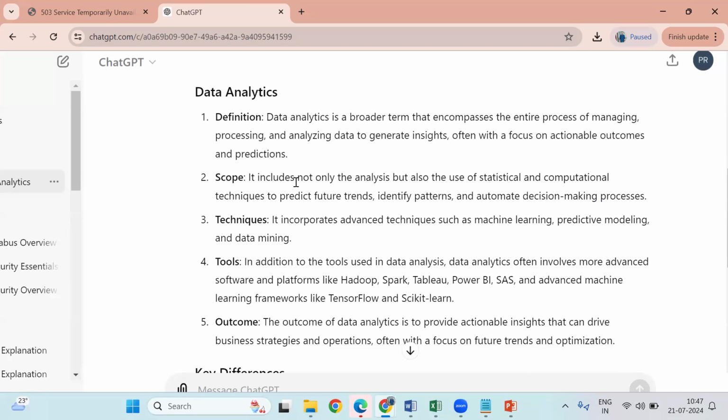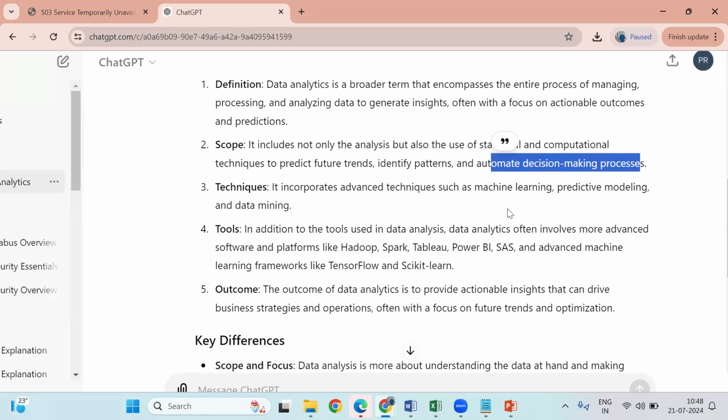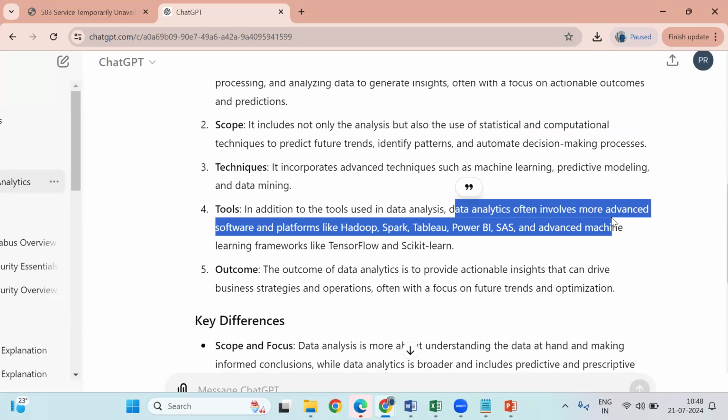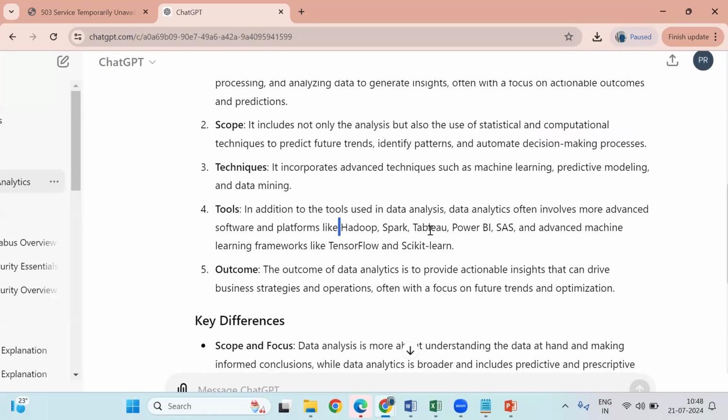What exactly is the scope? It includes not only the analysis but also statistical and computational techniques to predict future trends, identify trends, and automate the decision making process. In this way we identify the data driven concept, DDC. Next, what are the tools we need to understand here? In addition to the tools used in data analysis, data analytics often involves more advanced software platforms like Hadoop, Spark, Tableau, Power BI, SAS, and advanced machine learning frameworks like Scikit-learn and TensorFlow.